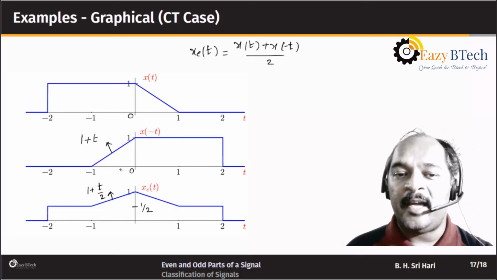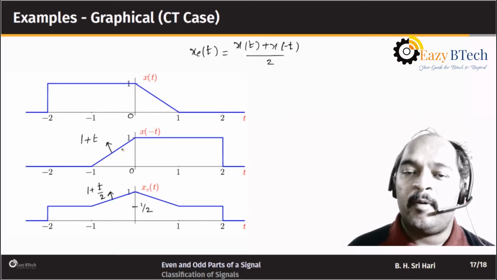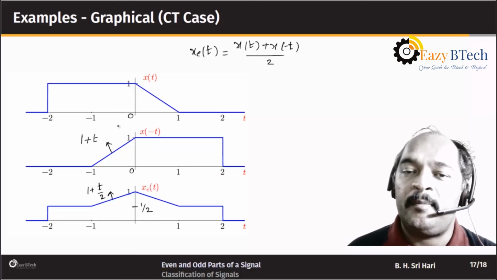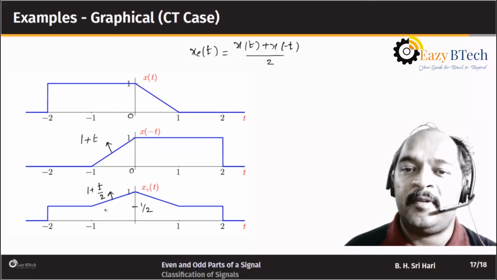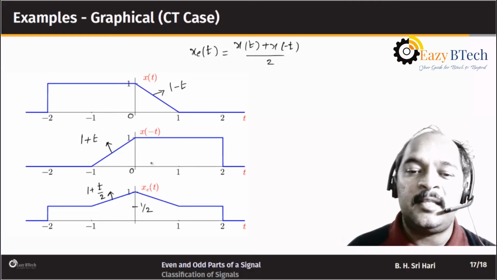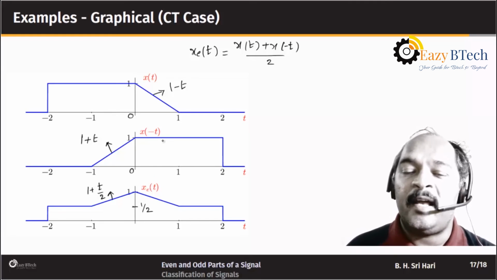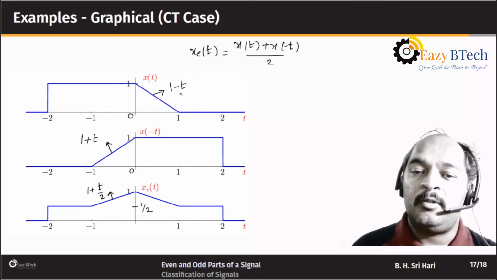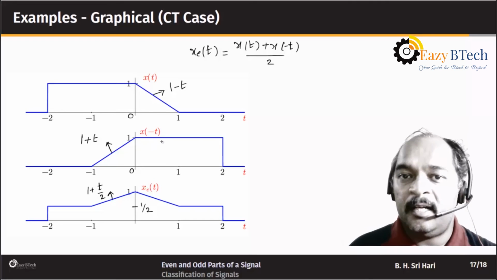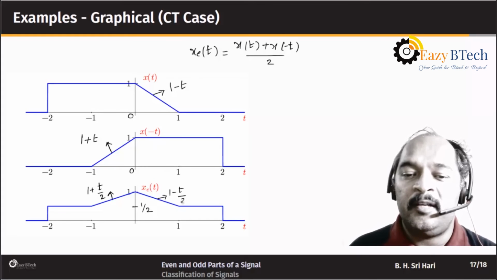Is that okay? So here we have 1, here we have 1 plus t, so you have to divide by 2. So you will get 1 plus t whole divided by 2. Then from 0 to 1, what happens? You can easily see that the equation of this line is 1 minus t, and from 0 to 1, this fellow's value is 1. So if you add, you get 1 minus t plus 1, which is 2 minus t, divided by 2 would be how much? 1 minus t whole divided by 2.